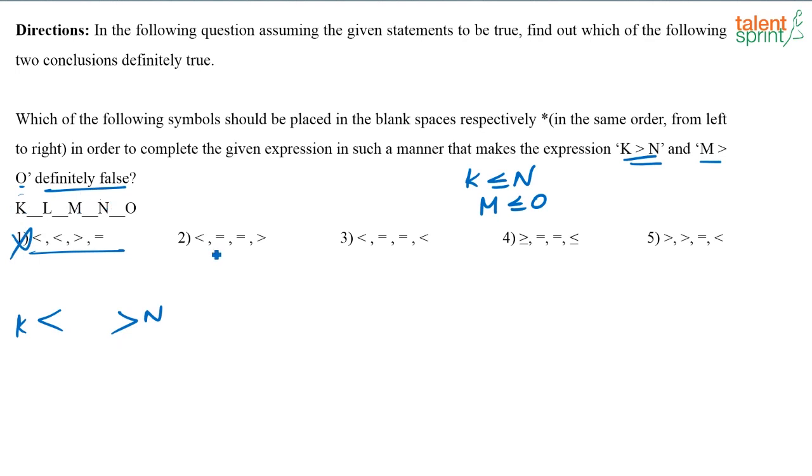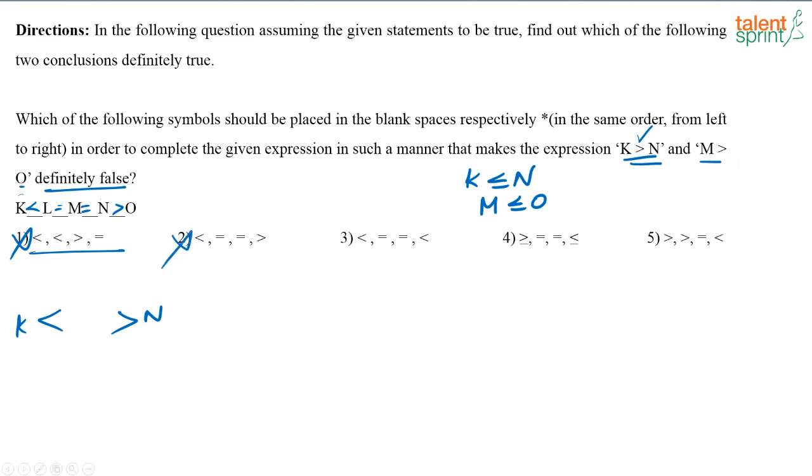Now look at the second option. You have a less than symbol here, and then there are two equal to's. So now I know for sure that definitely k is not greater than n, right? I know that. So this first condition is satisfied. But if you see here, what will I get? This is greater than, correct? So m is greater than o. But the second condition fails when you look at the second option. The first condition, that is k greater than n, is not true, is satisfied, but I get m is greater than o, which cannot be possible.